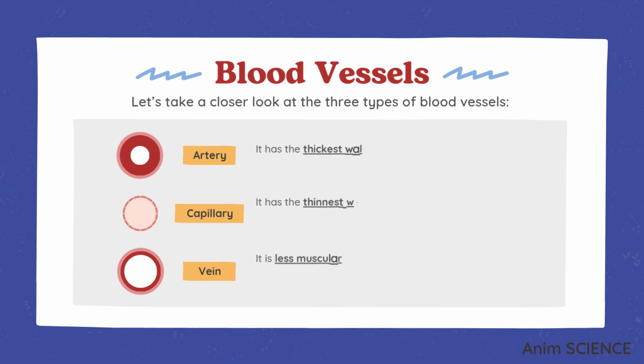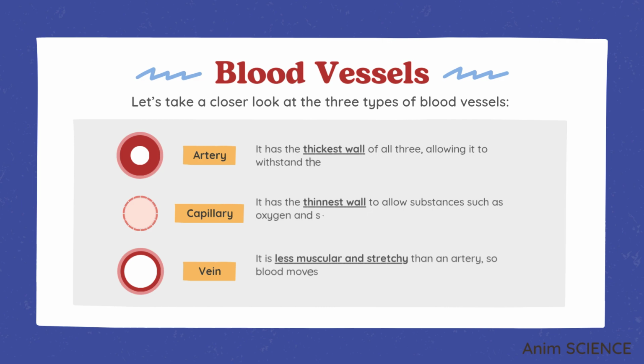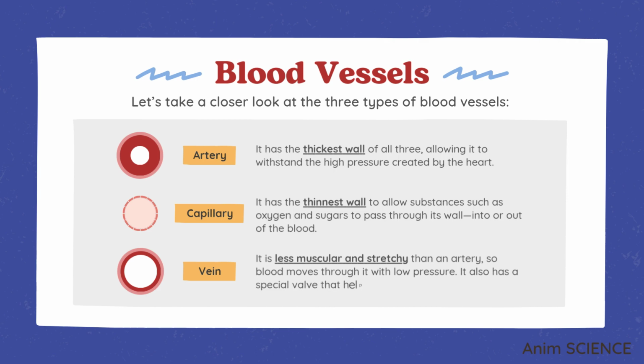Blood vessels are of 3 main types. The first type is arteries. Arteries carry blood away from the heart. The second type is veins. Veins carry blood back towards the heart. The third type is capillaries. Capillaries are the smallest and thinnest blood vessels. Each type of blood vessel has a special role in the circulatory system.